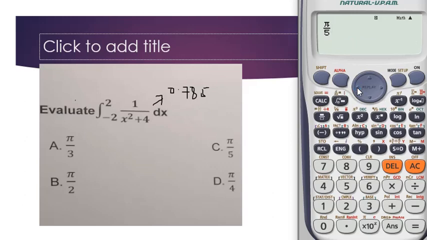From here you could notice that D will most definitely be the right answer. Let's check. We could notice that D is the right answer. That corresponds to 0.785, that's pi on 4. So the solution to this integral is D. Right, so let's proceed to the next question.